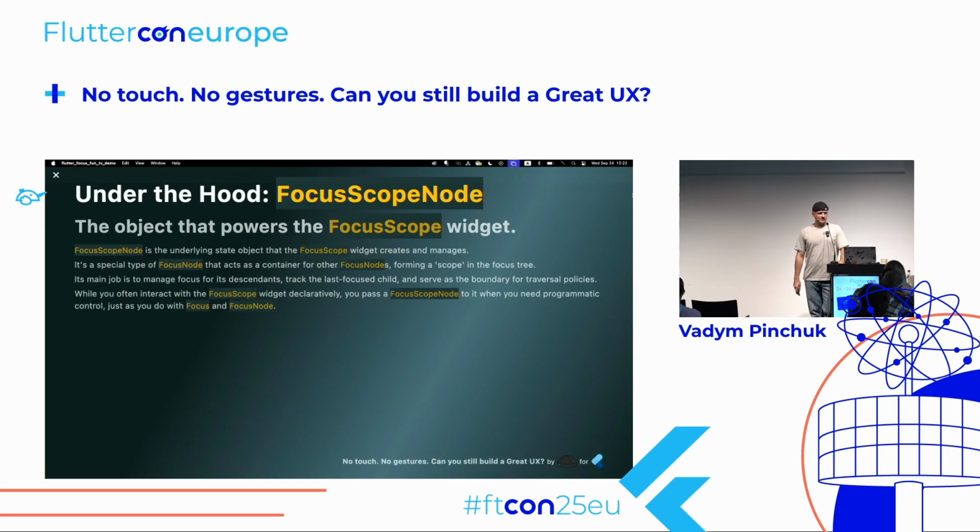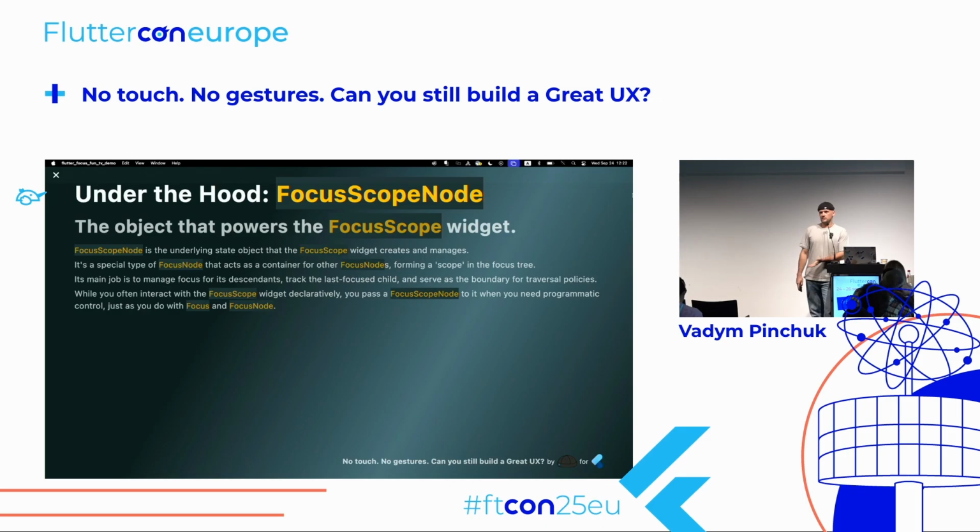But as I said, focus scope nodes are needed for that. It's the same focus node, but it's called focus scope node. The difference is these guys shouldn't keep the focus. So whenever we say, like, request focus on a focus scope node, it takes the focus and delivers it to the child. So it doesn't keep the focus.